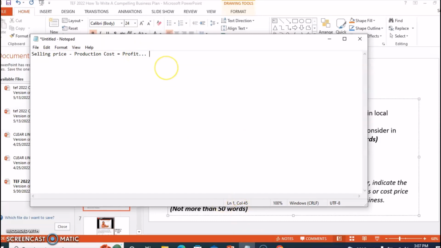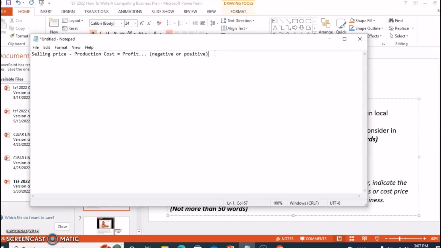Sometimes this profit can be negative or positive. I hope you know that. It is negative when your production cost is higher than your selling price. In that sense, you're making a loss. It is positive when your selling price is higher than your production cost. In that case, you're making a profit, right?